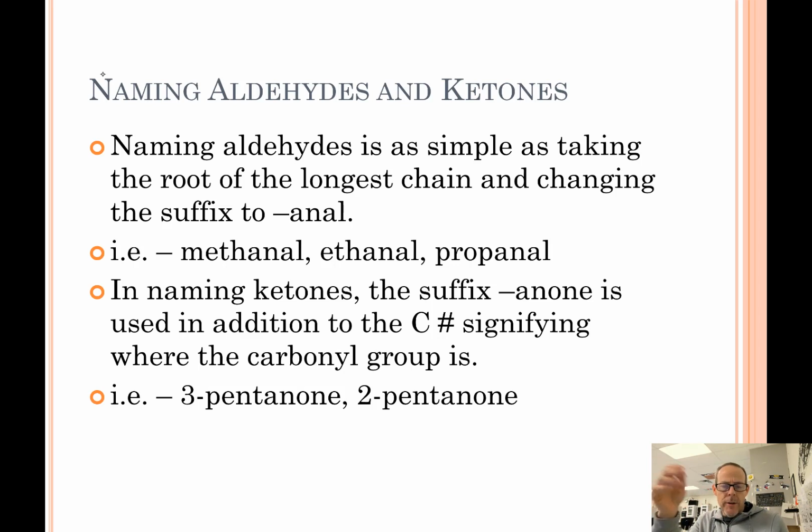So maybe 3-pentanone, 2-pentanone, okay? So both are 5 carbons long. The first one would have a C double bonded O on the third carbon. The second one would have a C double bonded O on the second carbon in our 5 carbon chain. Probably the most common ketone that most of you have heard of is acetone. And acetone is 2-propanone. So it's 3 carbons long, and there's a carbonyl, or double bonded O, on the middle carbon. So a fairly common ketone is acetone.